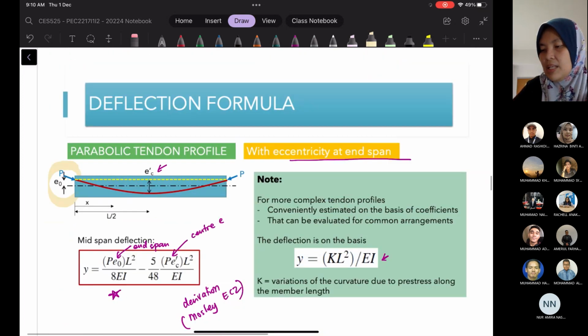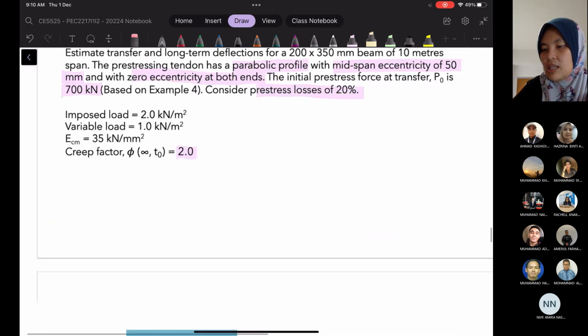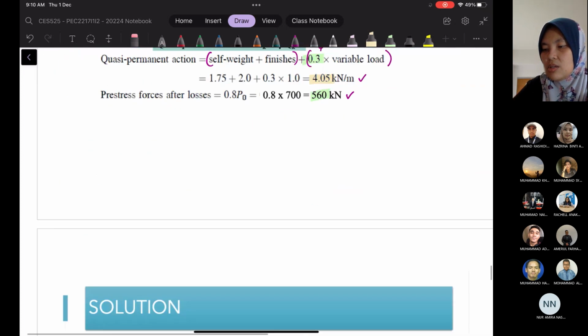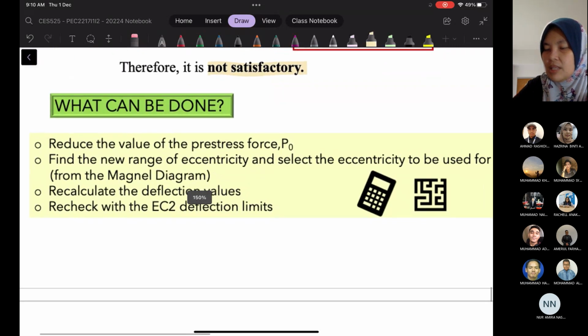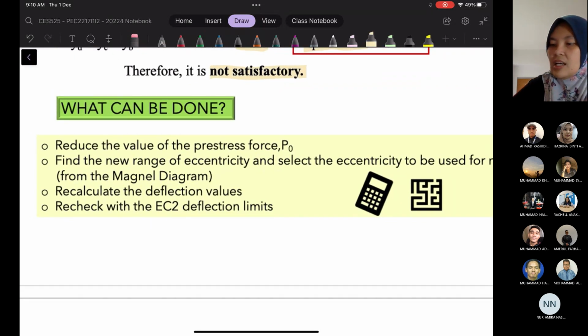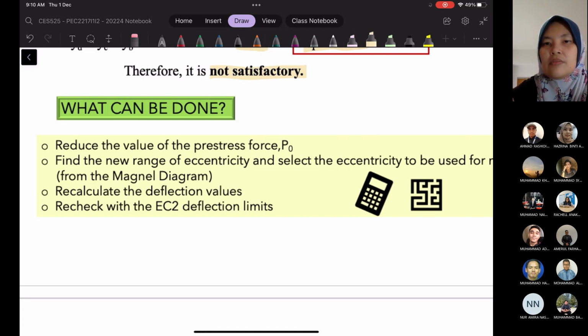Jadi what can be done? If we have these cases whereas the value is not satisfactory, what can be done is that we can actually reduce the value of the pre-stress force, right? So bila kita kurangkan value pre-stress force, what happens is that the value of the deflection will also decrease, right? So dia akan kurang lah.